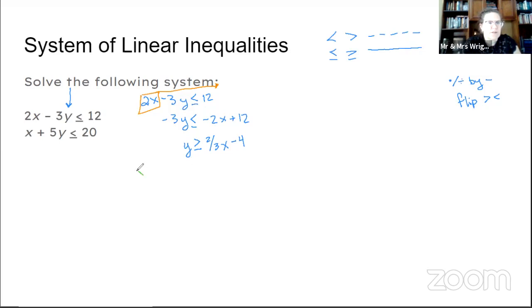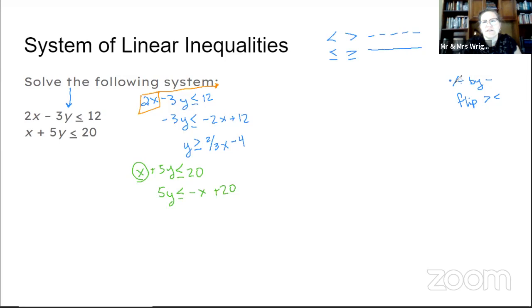And my second inequality, x plus 5y is less than or equal to 20. So I'm going to have 5y is less than or equal to minus x plus 20, because I just took this x that was on the left and moved it to the right. And when it switches sides, it has to switch signs. So it went from positive to negative.